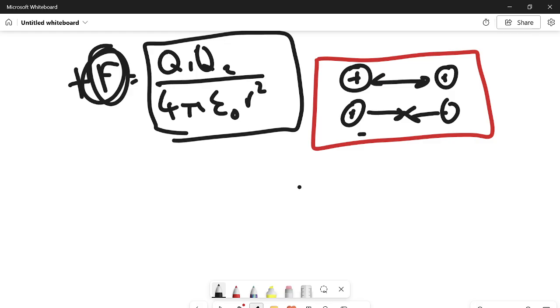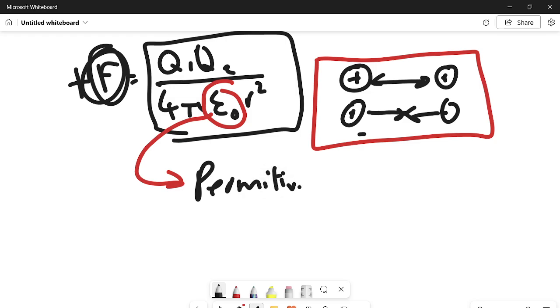So, we also need to talk about what this means. What is epsilon naught? Epsilon naught is the permittivity of free space.